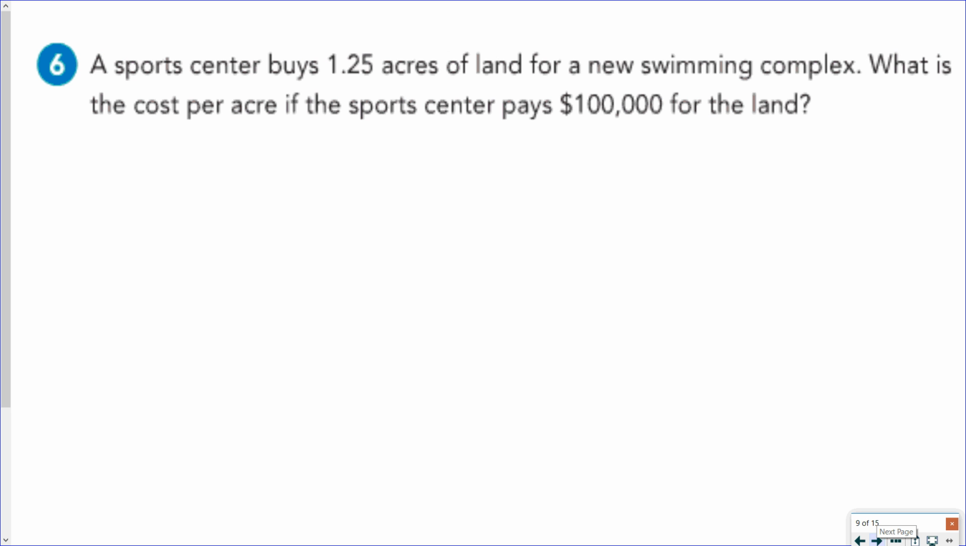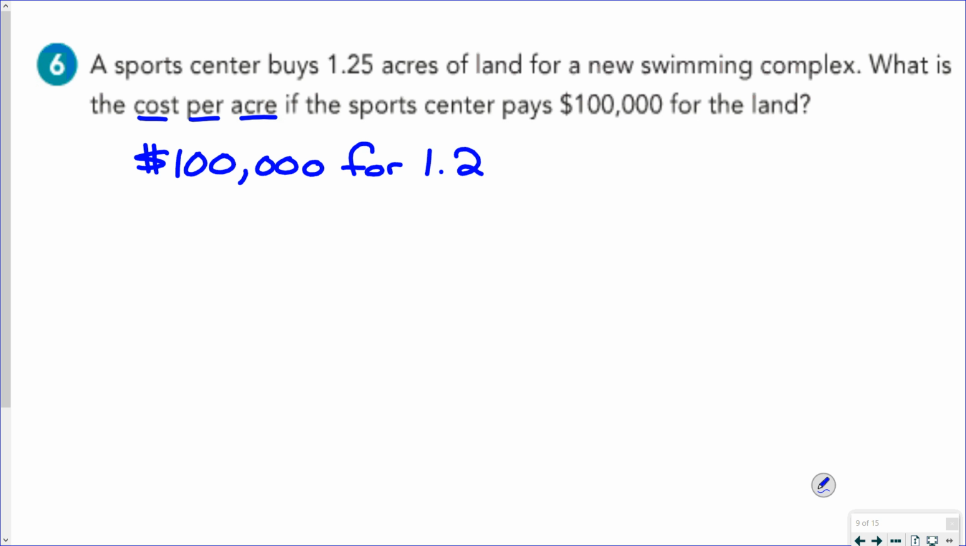So here you can see we have pretty much the same question. Sports Center buys 1.25 acres of land for a new swimming complex. What is the cost per acre if the Sports Center pays $100,000 for the land? So our cost is $100,000 for 1.25 acres, and similar to the previous question, we'll get that down to 1 acre. So we divide by 1.25, and we do our work.